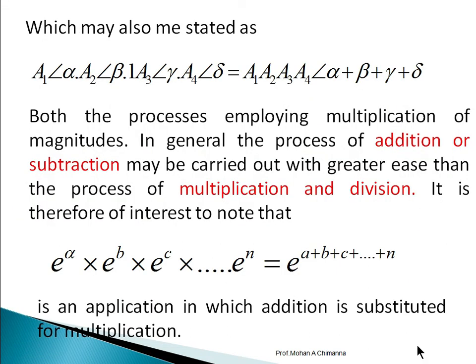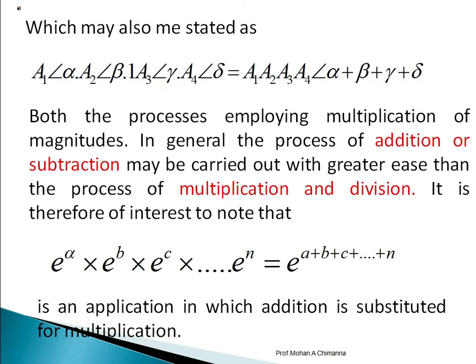This may also be stated as A1 at an angle alpha, A2 at an angle beta, where A is the attenuation factor. Then we consider A1, A2, A3, A4 at angles alpha, beta, gamma, delta. Both processes employ multiplication of the magnitudes, so in general the process of addition or subtraction may be carried out with greater ease than the process of multiplication and division.